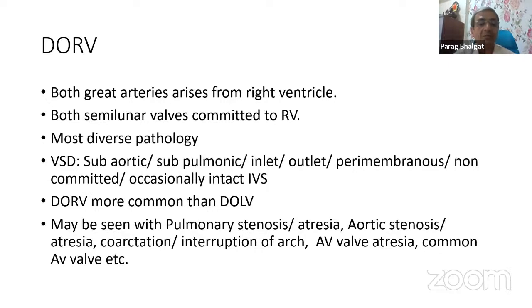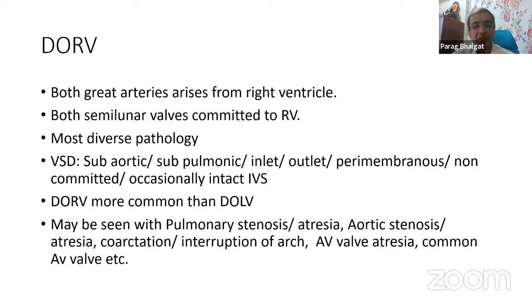There can be varieties of VSD: subaortic, subpulmonic, inlet, outlet, perimembranous, non-committed. Occasionally we can have a double outlet right ventricle with intact IVS, where the left ventricle has no egress and is very small. As I already mentioned, double outlet left ventricle is rather uncommon. There is some embryological reasoning to it.